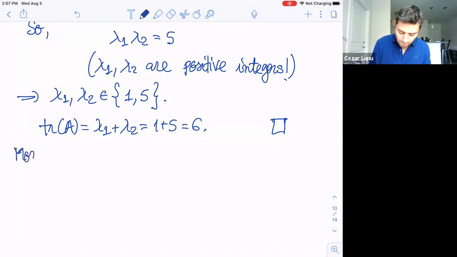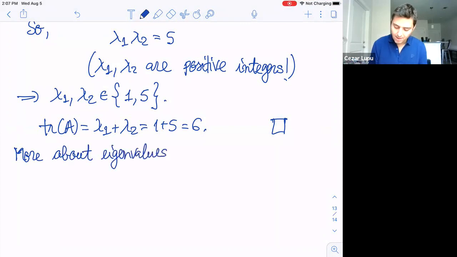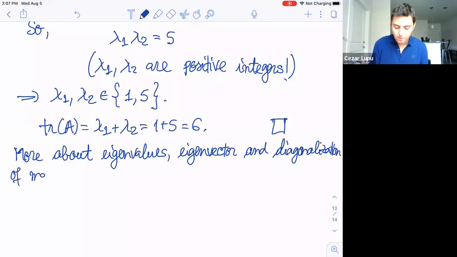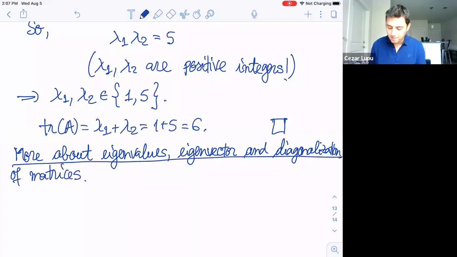So, more about eigenvalues, eigenvectors, and diagonalization of matrices. Okay. Please feel free to ask questions anytime you want.